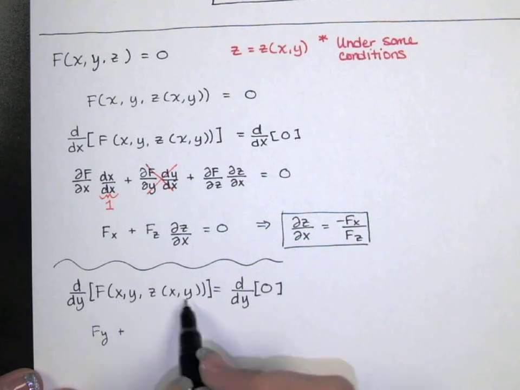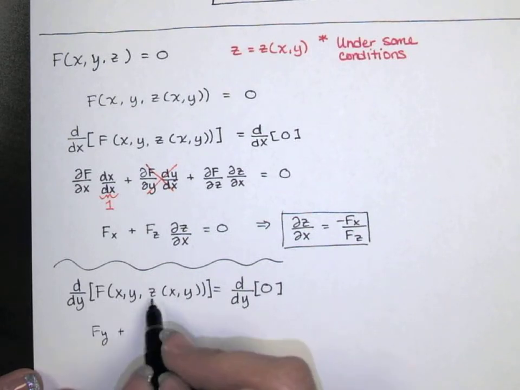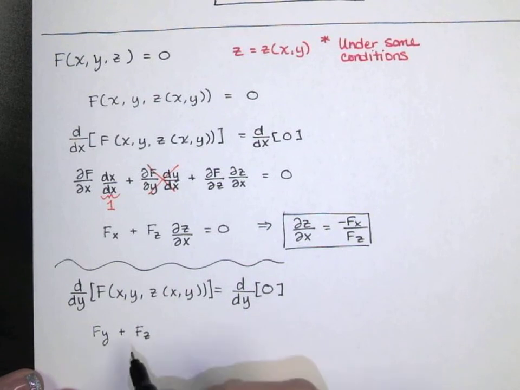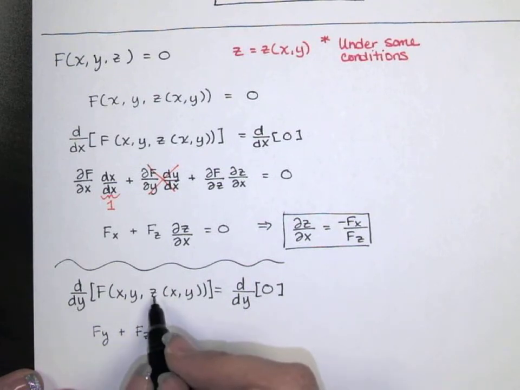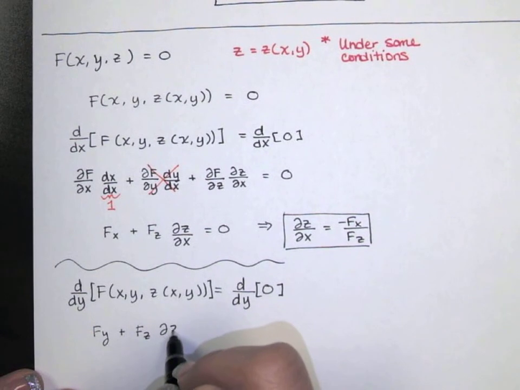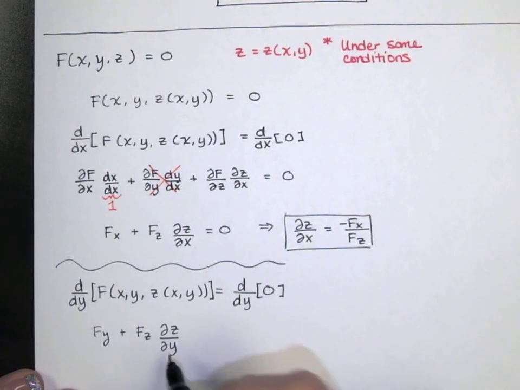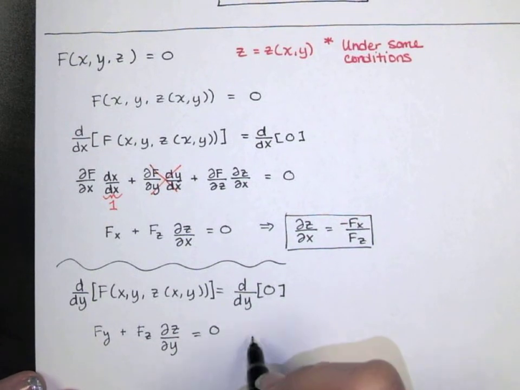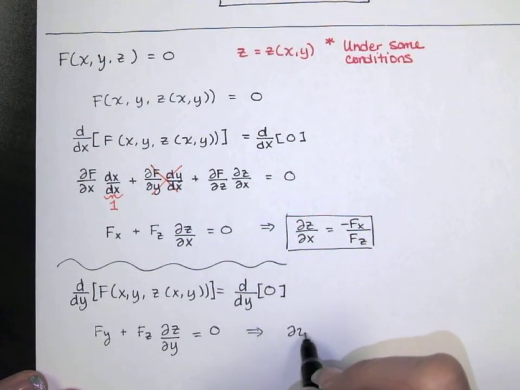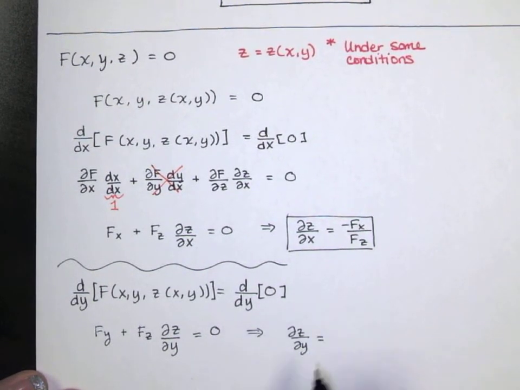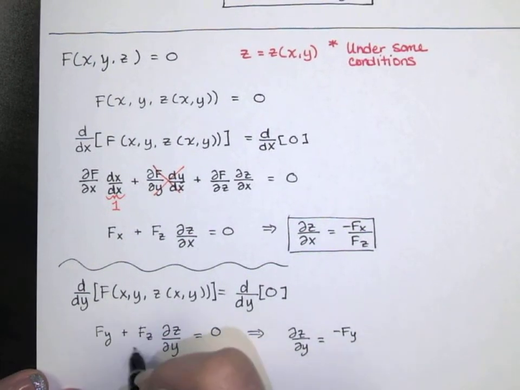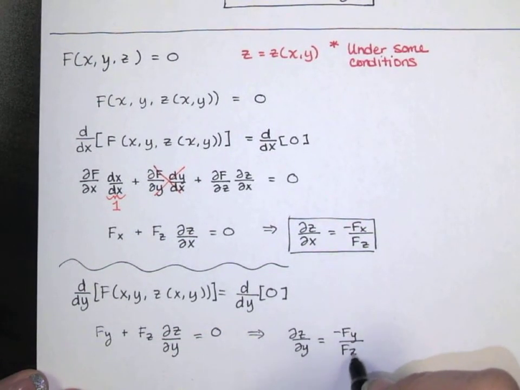And then every time I see something involving z, I'll take the derivative of the outside with respect to z, and then multiply by the derivative of the inside with respect to y. But z depends on two variables, so this will be the partial of z with respect to y, treating x as a constant. And that equals 0. So when I get partial of z with respect to y by itself, I end up subtracting that from both sides, and then dividing by that, and we get this formula.